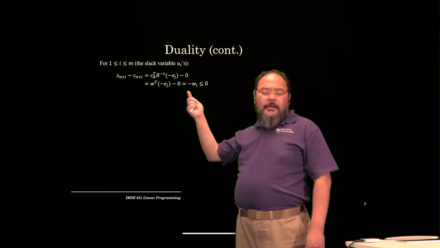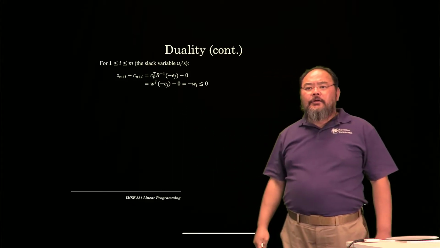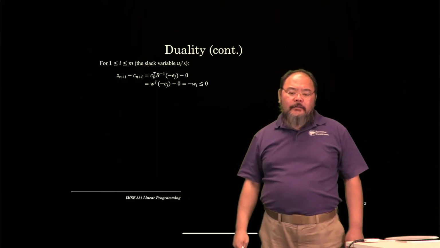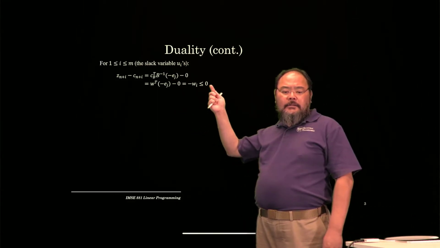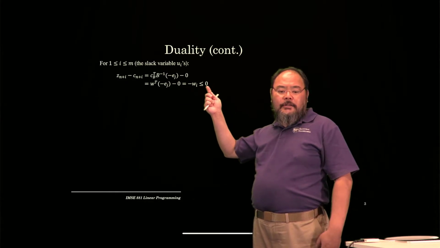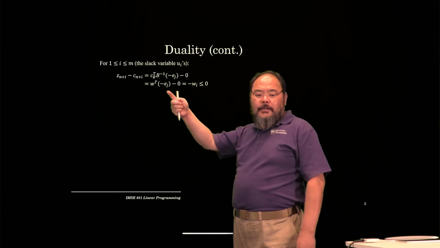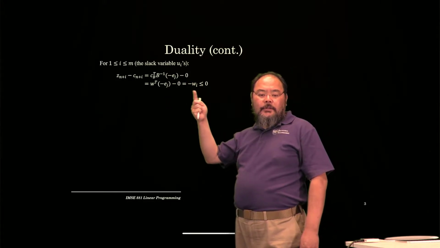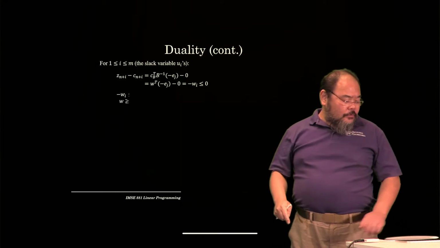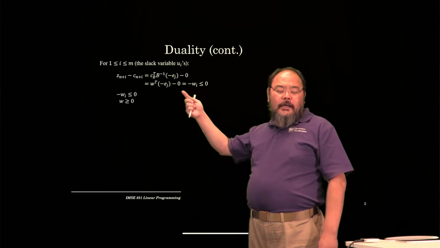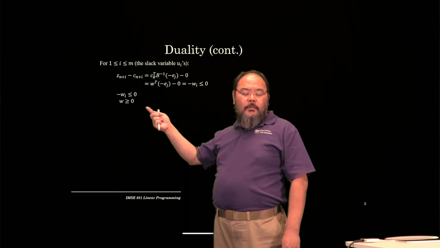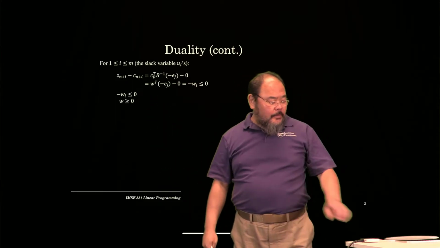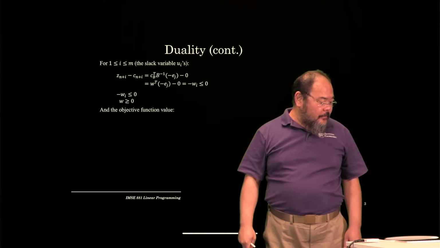Actually, this equals negative omega i. And this part is less than or equal to 0 based on the optimal condition, since zj minus cj has to be less than or equal to 0. And that concludes one thing: since negative omega i is less than or equal to 0, therefore omega is non-negative.